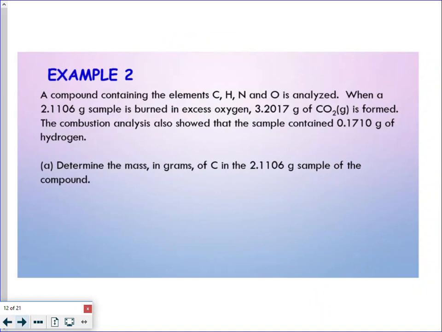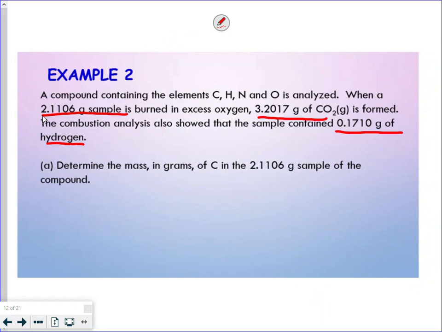A compound containing carbon, hydrogen, nitrogen, and oxygen is analyzed. Now, the nice thing they do for us, let's read all the information first so we can have an idea, and it's good to underline what we have. A 2.1106 gram sample is burned, that's our total amount. We get 3.2017 grams of carbon dioxide. The combustion analysis also showed that the sample contained 0.170 grams of hydrogen. So it already told us the hydrogen, we don't have to calculate the hydrogen. Yay, that's one less step for us to do.